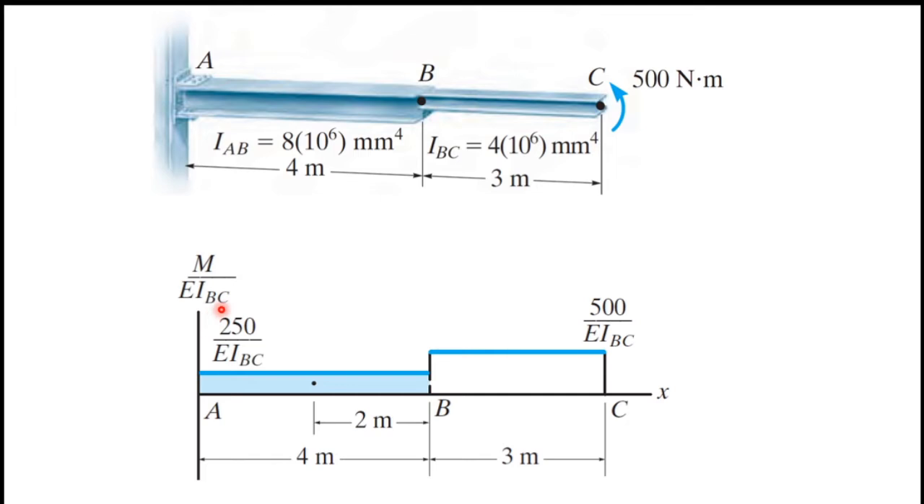You can see they marked M over EI BC. They marked IBC instead of capital I. It doesn't matter. If you want, you can write M over EI. Okay, next we will see how we find deflections using moment area method theorem 2.